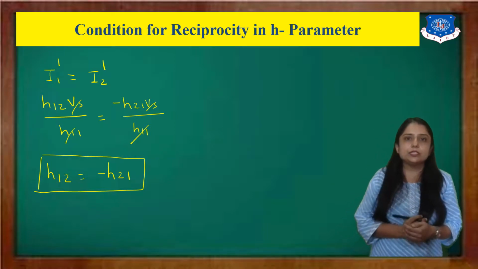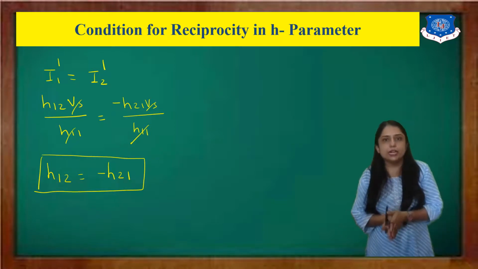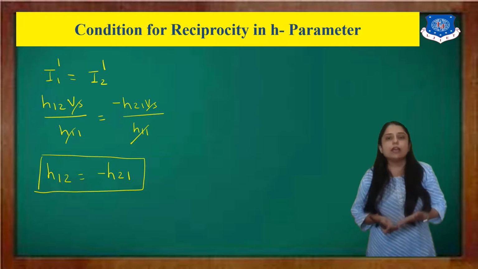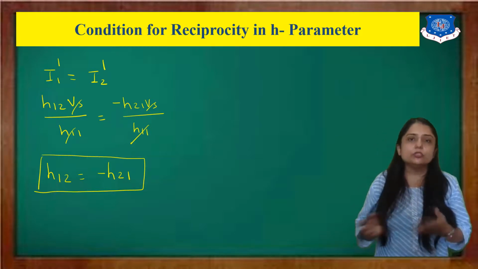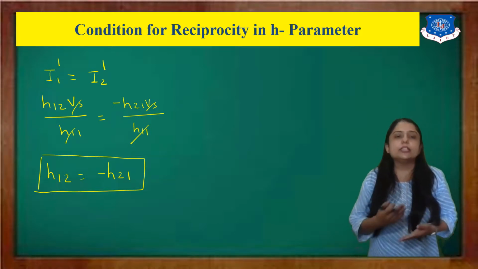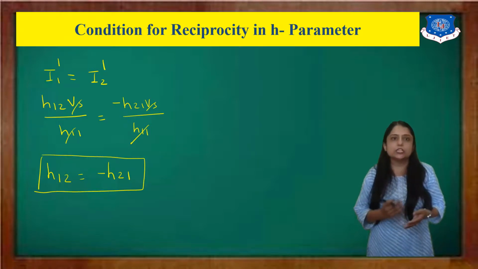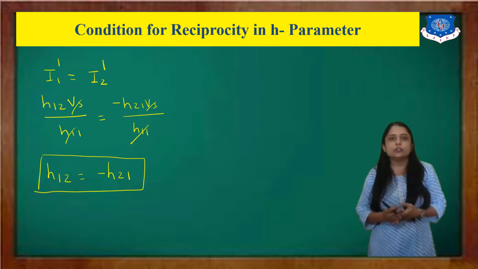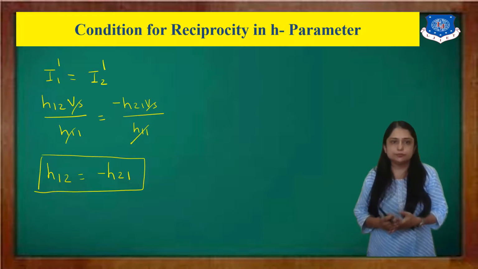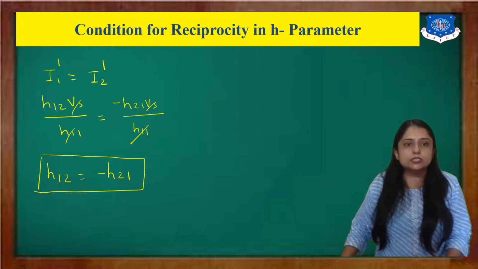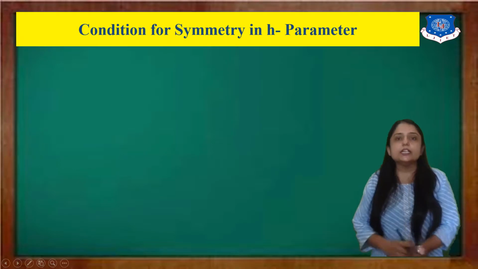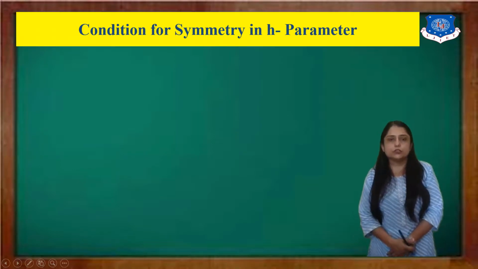In a Z parameter, the condition is Z12 that equal to Z21. In a Y parameter, Y12 that equal to Y21. But in a H parameter, the condition is H12 that equal to minus H21. Now next, we will discuss the condition for the symmetrical network.